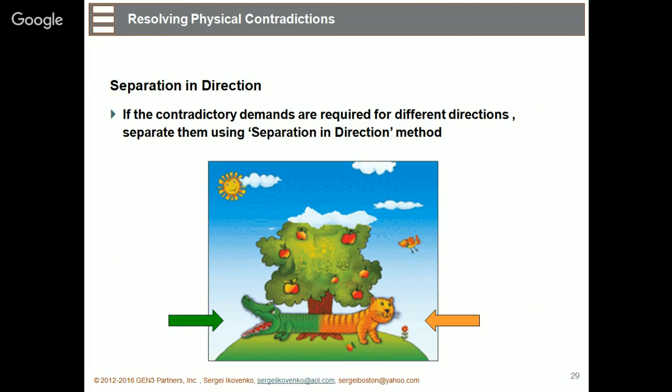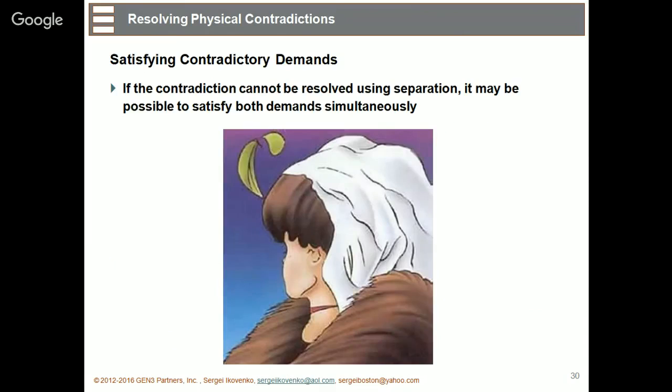So basically, the only way to resolve this situation and to generate a pretty innovative idea was to use the separating contradictory demands in directions, because in one direction the window should be permeable, in the opposite direction the window should not be permeable.